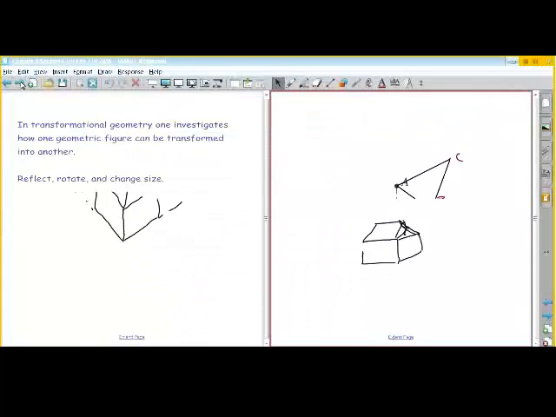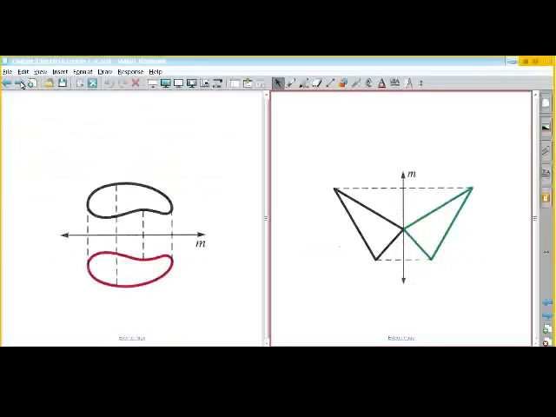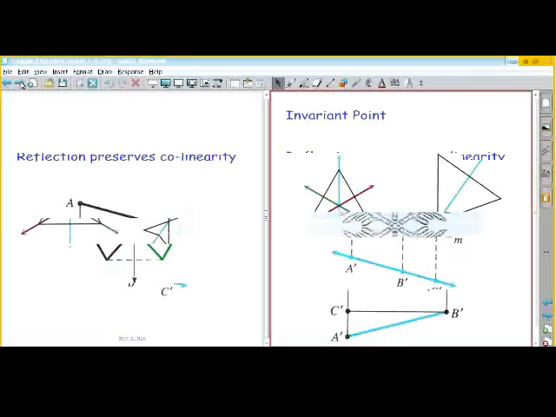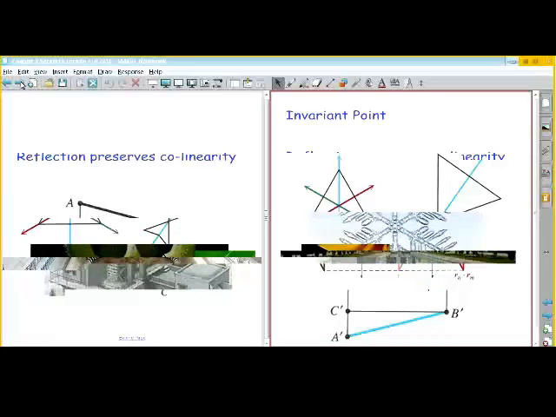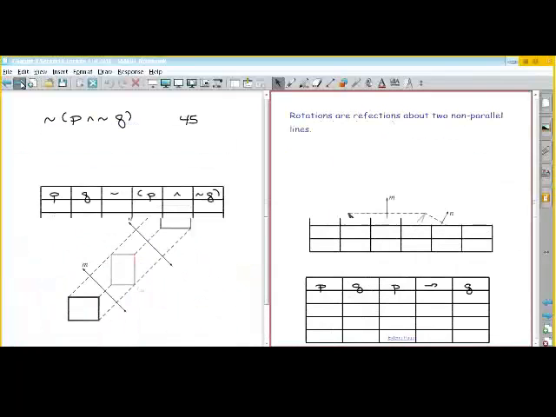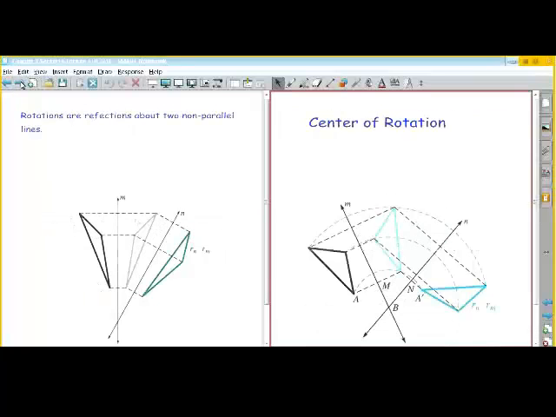Okay, so we were talking about using reflections to show translations, that was this part. And we also looked at using reflections to show rotation. I think we did that. Did we talk about that? I think we did. Just in case I didn't.